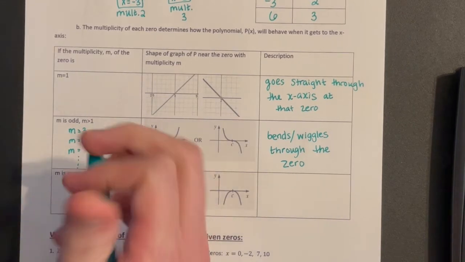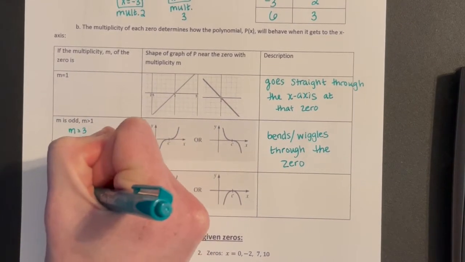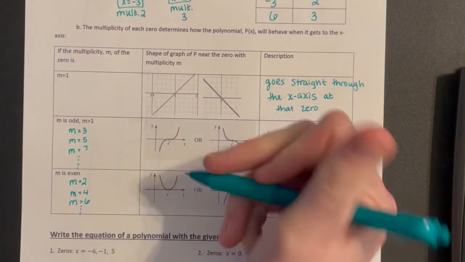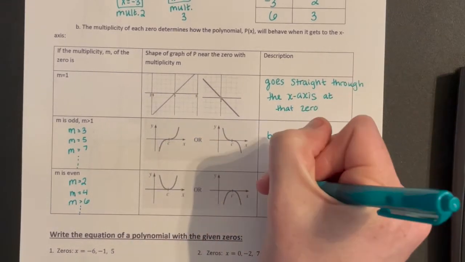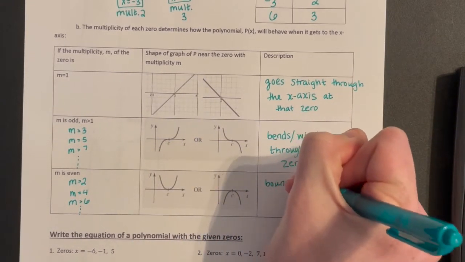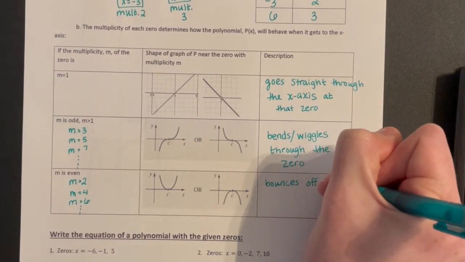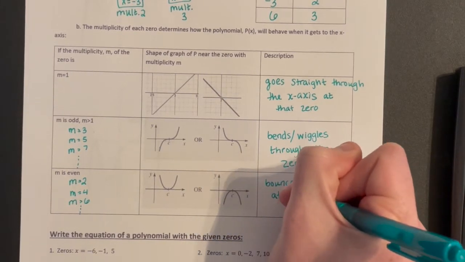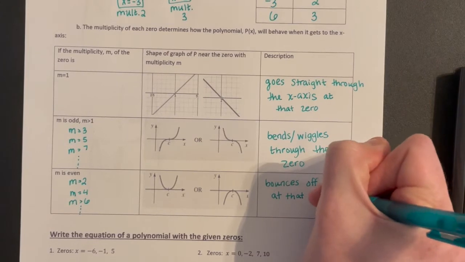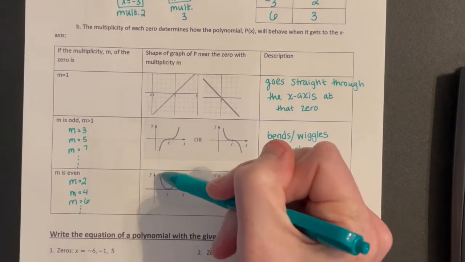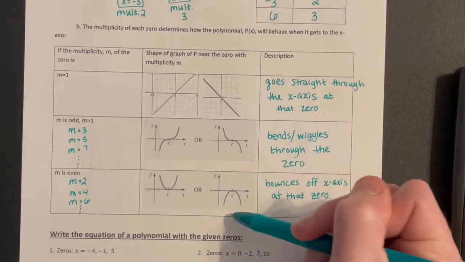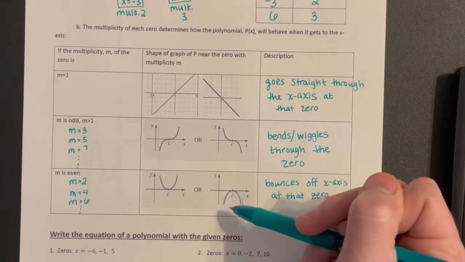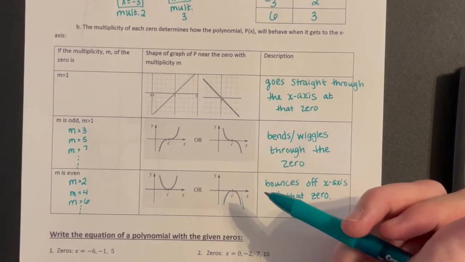If it's an even multiplicity, like multiplicity of 2, 4, 6, and so on, it bounces off the x-axis. So it bounces off the x-axis at that 0. Here it bounces off C and goes back up. This one was going up, it bounces and goes back down. So it's not going to go through the axis, it just hits it and goes back the way it was coming from.